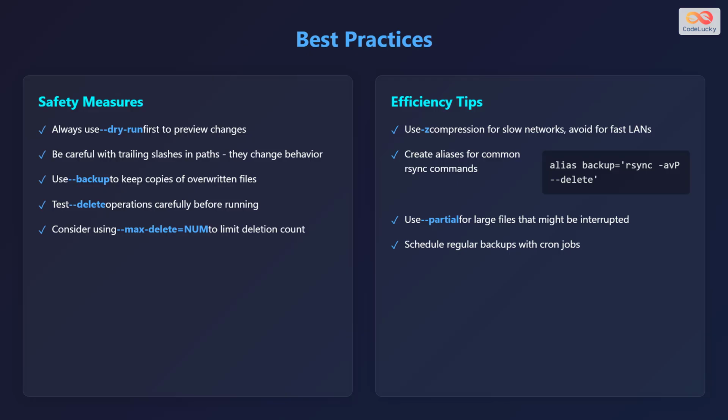Here are some recommended best practices for using rsync. For safety measures, always use dry run first to preview changes before executing the actual command. Be careful with trailing slashes and paths, as they can significantly alter the behavior of rsync. Consider using --backup to keep copies of overwritten files, especially when making changes to important data. Test delete operations carefully before running them, as deletion is irreversible. Consider using --max-delete=NUM to limit the number of deletions in case of accidental misconfiguration.